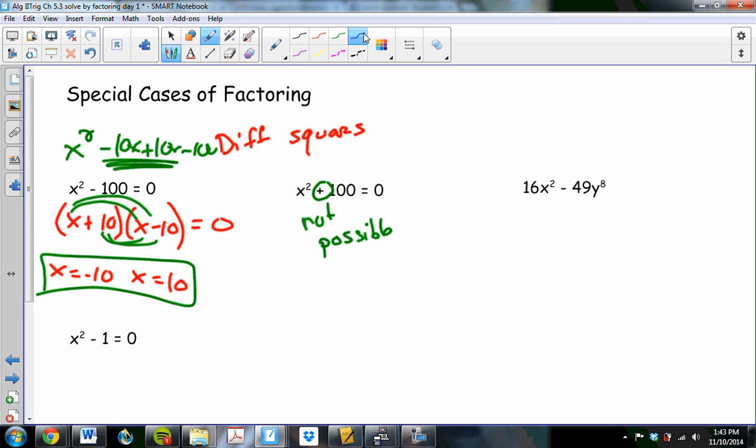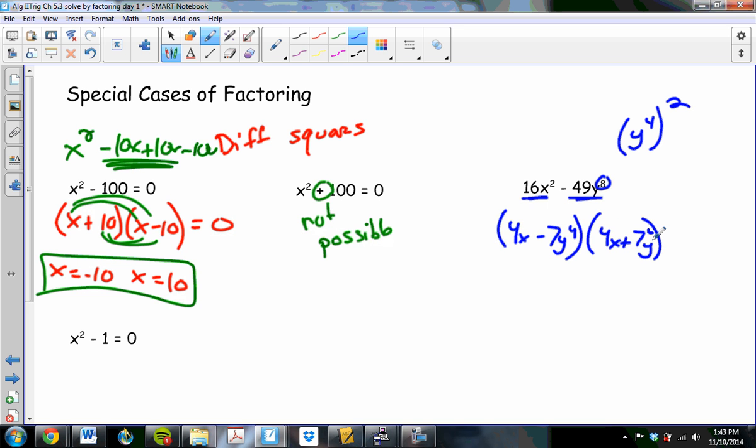If I have other stuff, this is still a perfect square, and this is still a perfect square, because y to the 8th is really y to the 4th squared. It's a perfect square. So we have 4x minus 7y to the 4th, and 4x plus 7y to the 4th. Now this I'm not solving, because I didn't have it equal to anything. I can't solve it because I didn't start with an equation. There was no equal sign. I just started with an expression. So I don't actually solve that. I just factor it and I'm done.